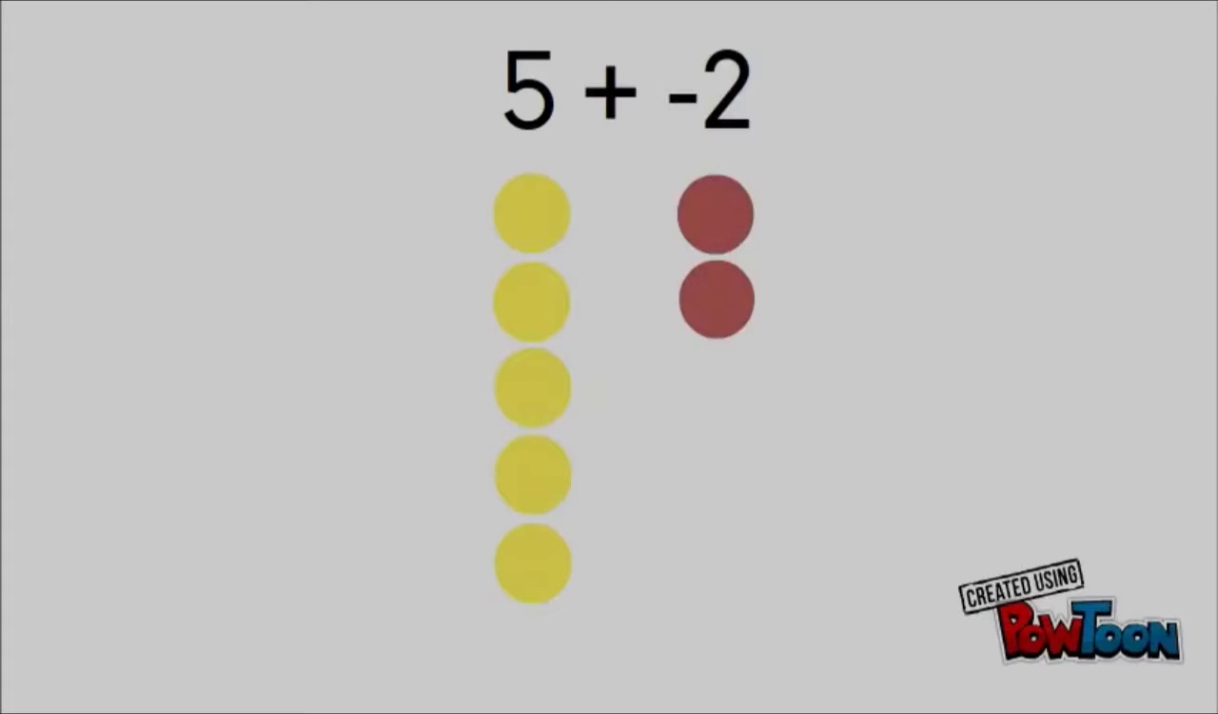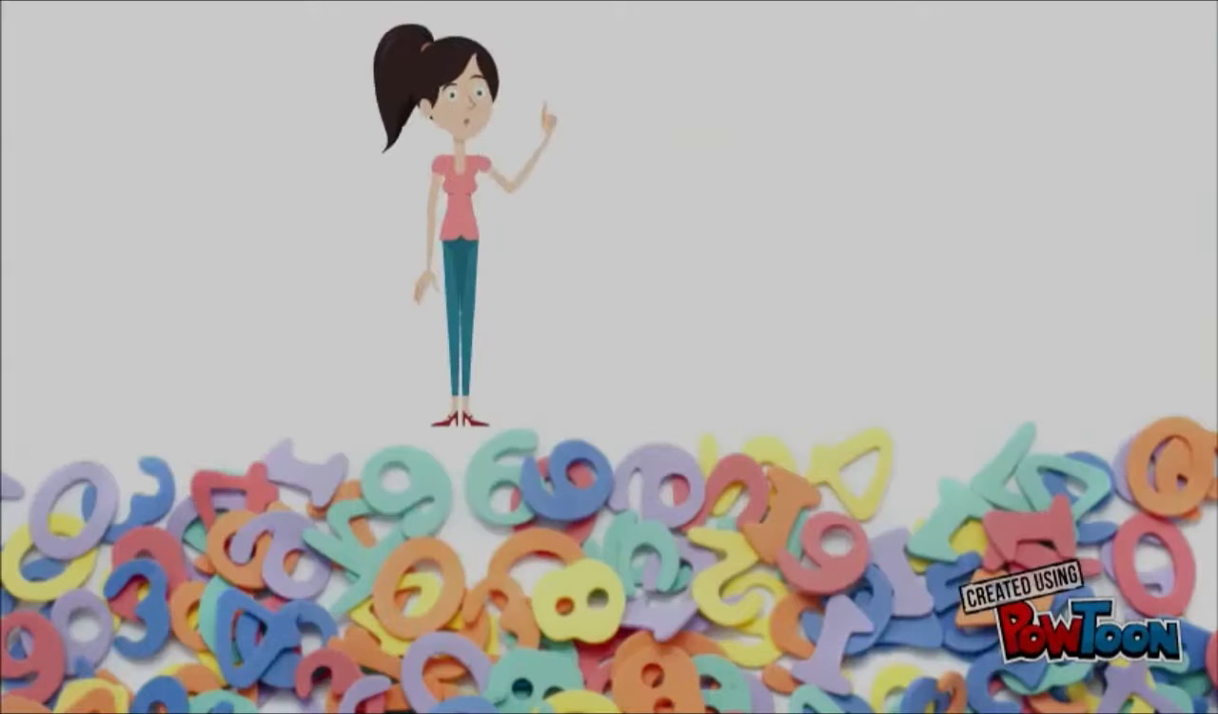A red chip and a yellow chip together form 0, or a 0 pair, which is highlighted by the gray box. In this example, there are 2 0 pairs. Since they make 0, we can remove them from the problem, which leaves us with 3 yellow chips, or positive 3. We looked at how to add a negative and a positive number together using integer chips.